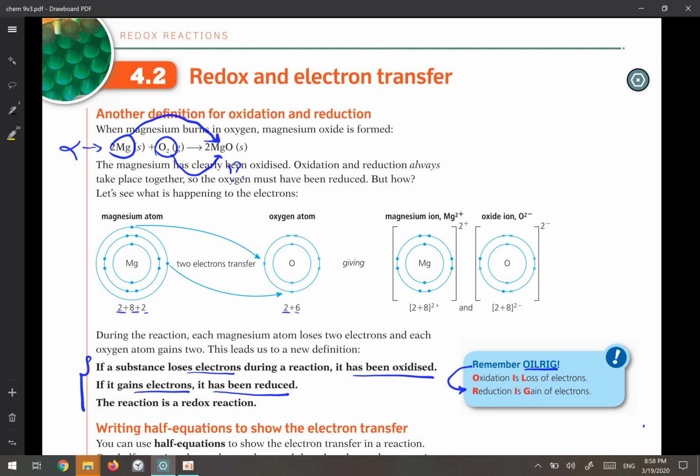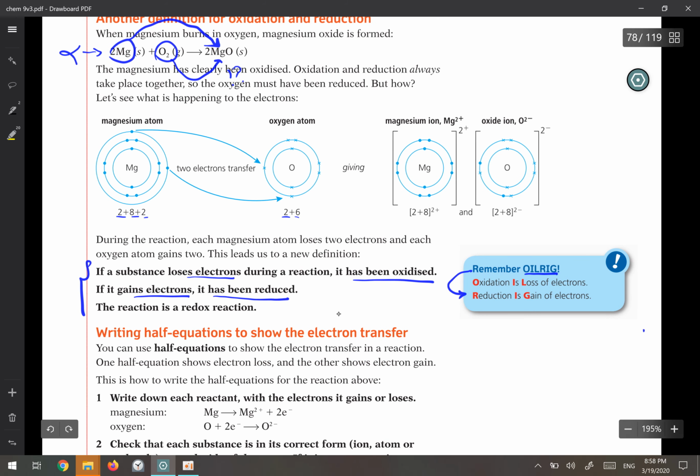So we can divide these types of reactions into two half equations. In one half equation we write the oxidation, in another we write the reduction. We call them half equations because neither of them is complete on its own. Oxidation and reduction always happen together, so the complete redox reaction is the sum of these two half equations. For the example that we had earlier, the half equations are written here.